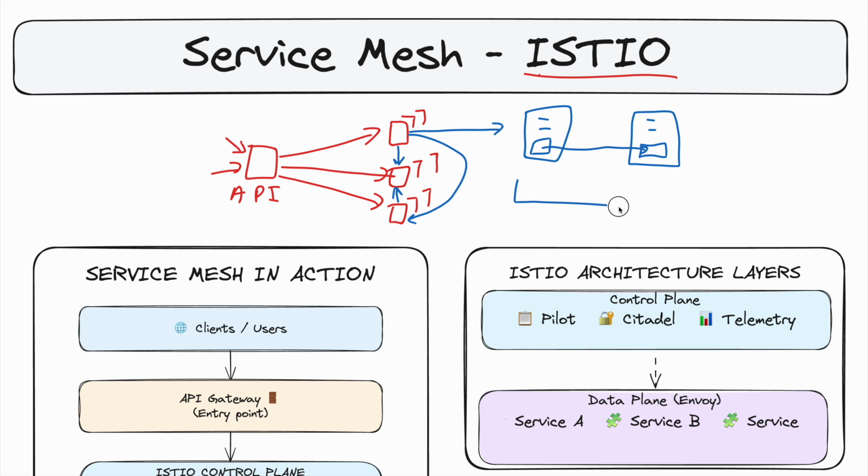But we also have things like telemetry and so on. So we have another part, which is the control plane. The control plane handles things like logging, also traffic to the newer and the older version of the microservice and so on. That's in a nutshell what the service mesh and Istio are.